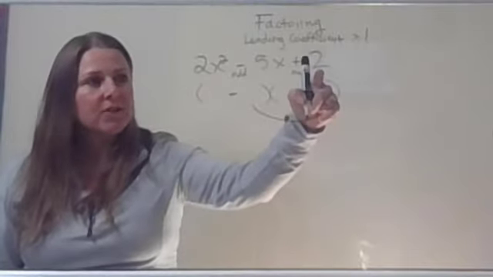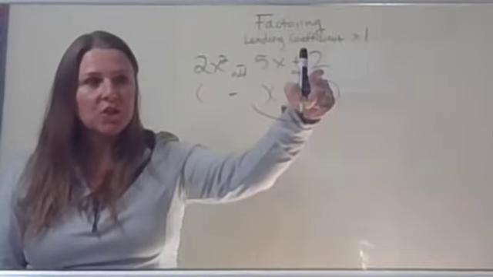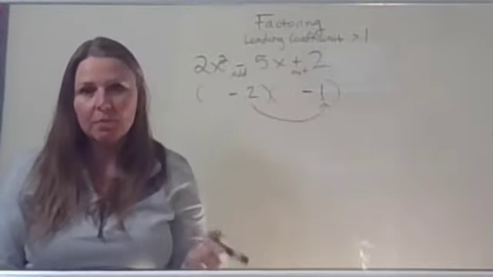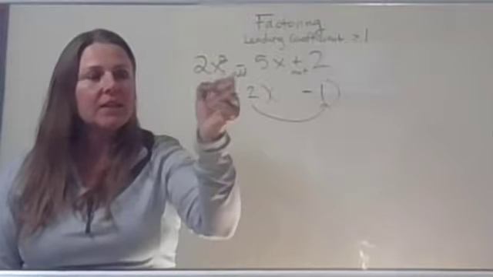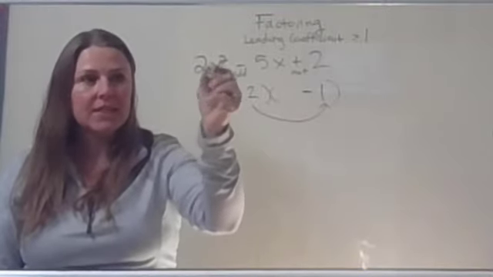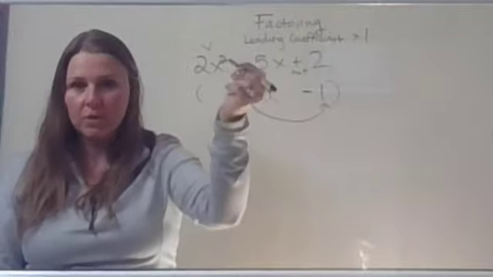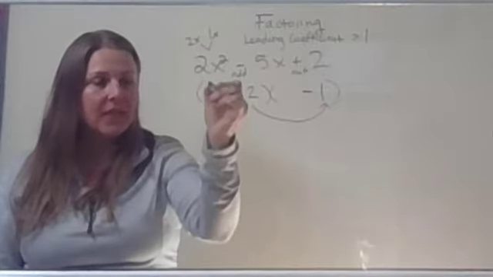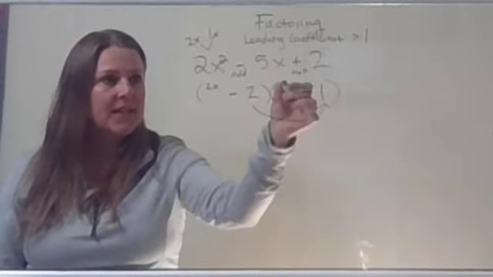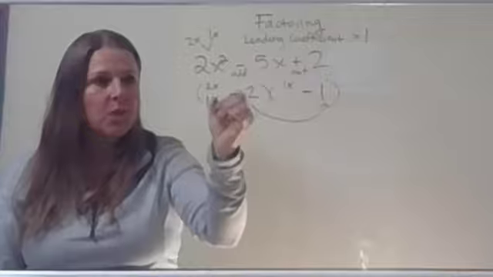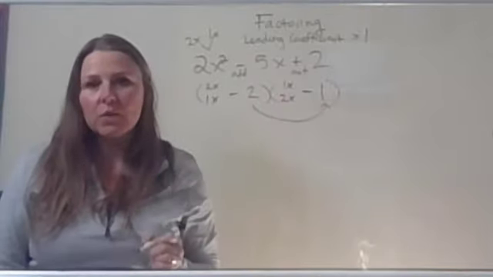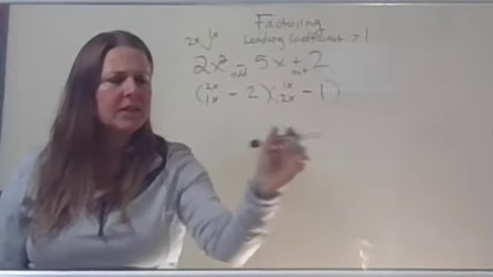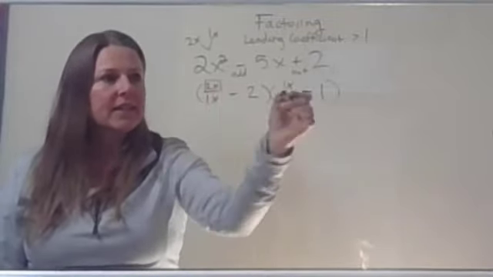And the only factors of this 2 in the back are 2 and 1. So we could actually put the 2 and 1 in the parentheses. And then we're going to need to figure out what the front parentheses is. So 2x squared also only has two factors, 2x and 1x. So either this is 2x and this is 1x, or this is 1x and this is 2x. So we're going to double distribute to figure out which one works. So let's go ahead and try this.